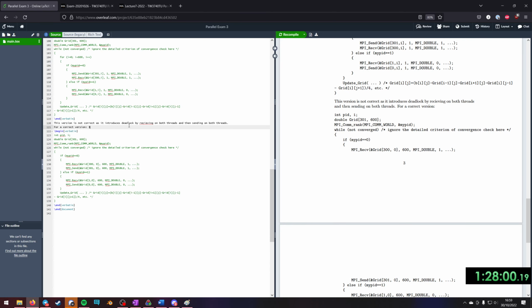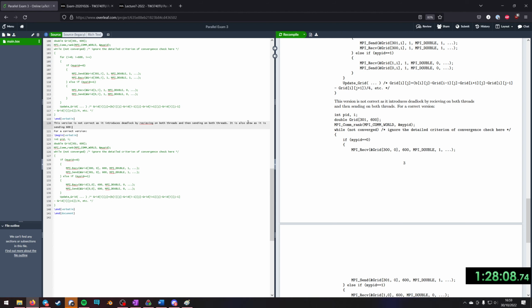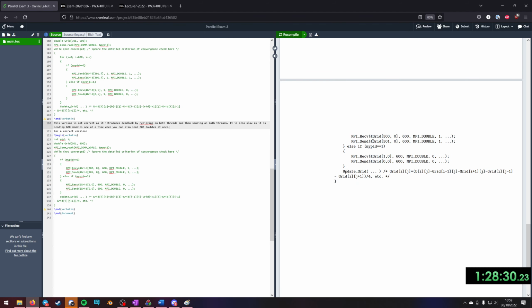The original is not correct. Up here it is also slow, as it is sending 600 single doubles one at a time, when you can also send 600 doubles at once. Love it.